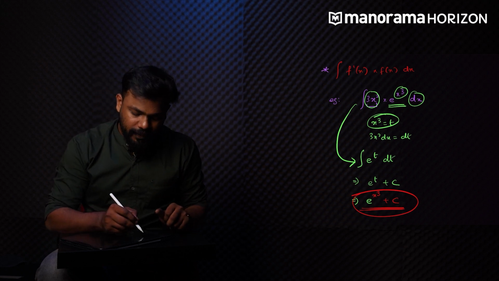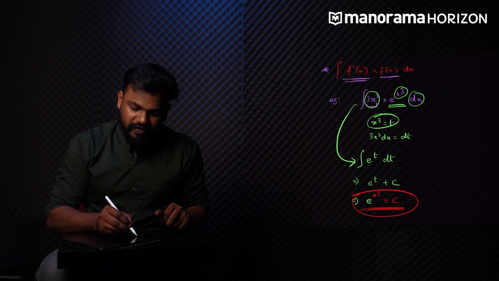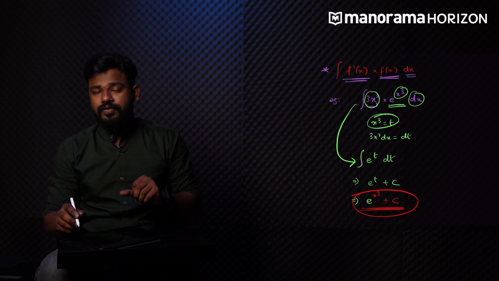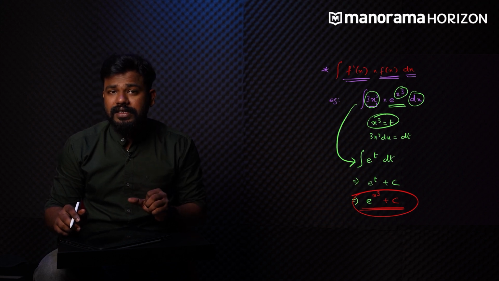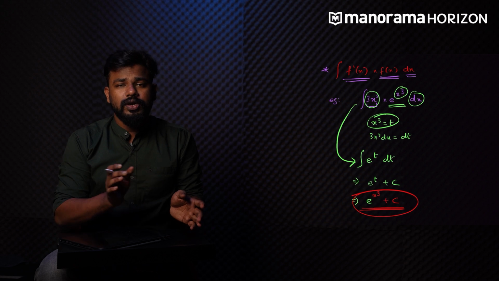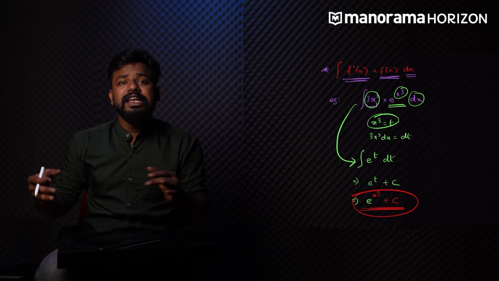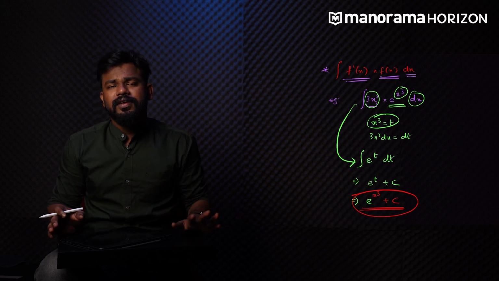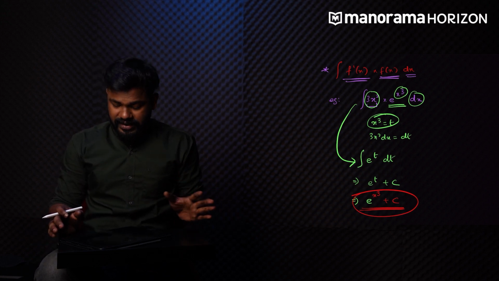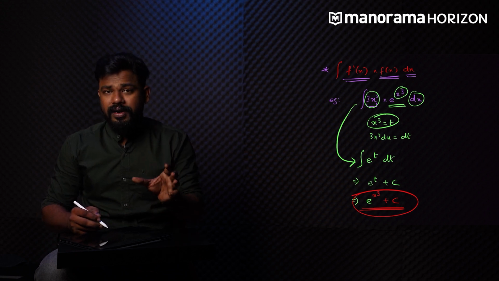Understood? This is of which form? Integral f dash x into f of x dx, which are of this form. You can directly find the answer by using this substitution, because one function is the derivative of the other. So directly substitute that function as t, get the derivative as dt, substitute it, integrate, and find the final answer, which is very easy. And remember to put the final variable in the original form.